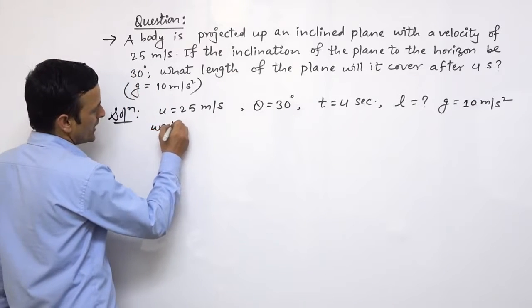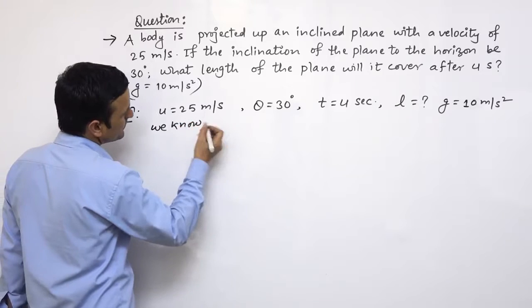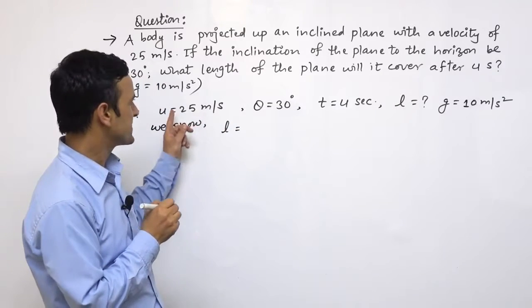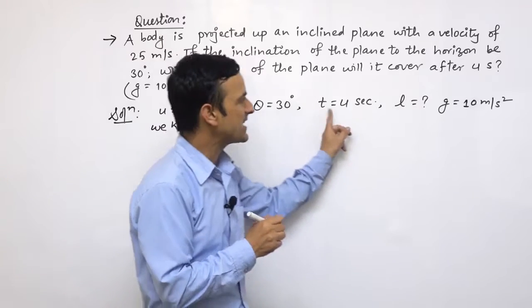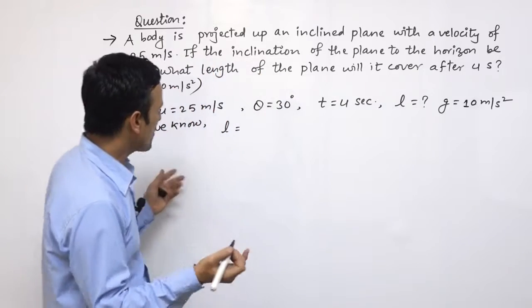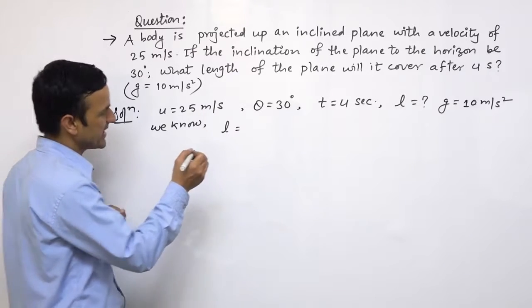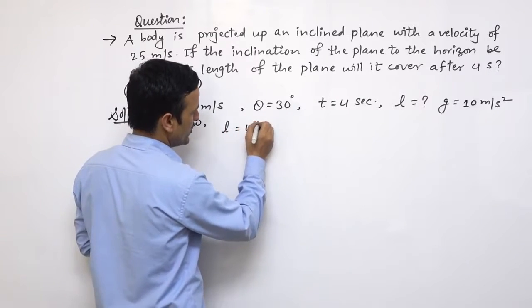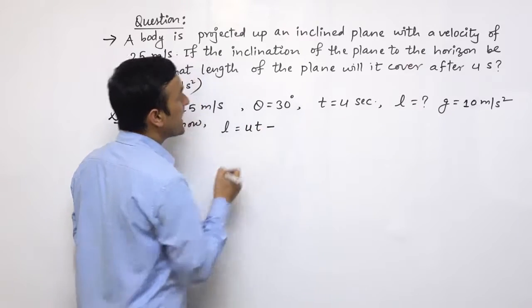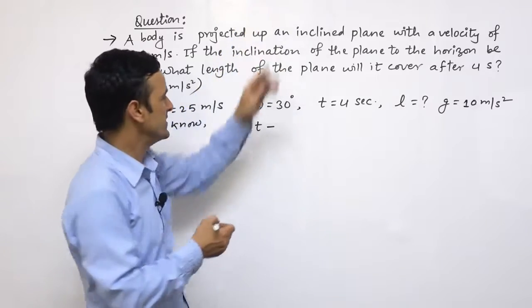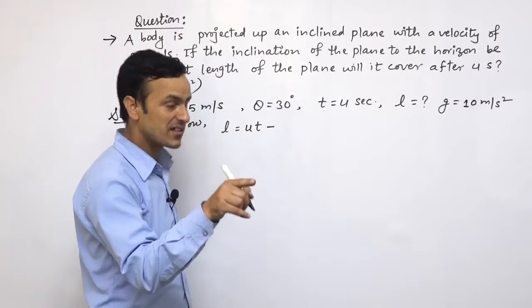Now we know that L is equal to, the suitable formula is based on u, theta, t and L. There is no v, final velocity chaina. So v wala formula paiyena, L wala formula paryo, ut minus, it is minus because it is projected up. Yo mathi tira project bhayeko cha. So that's why it is against the gravity.